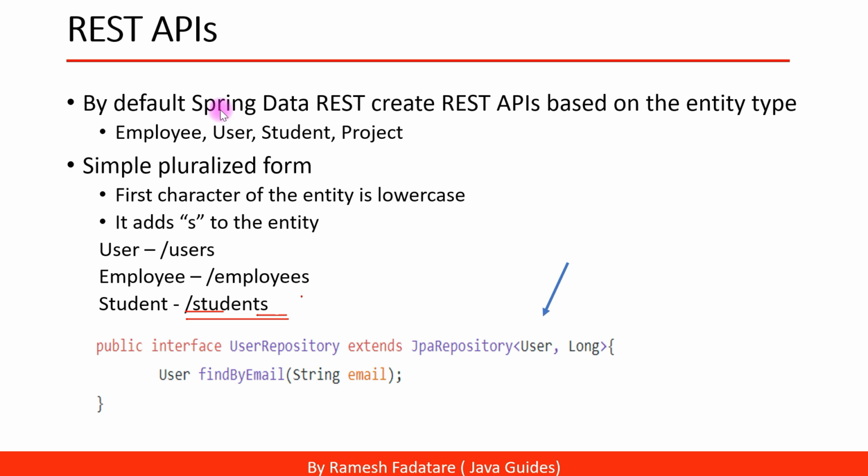Okay, so Spring Data REST exposes REST APIs based on the entity type, and it internally uses a pluralized form: the first character of the entity is in lowercase, and then it appends s to make the entity pluralized. Okay, so this is how Spring Data REST creates the REST endpoints.